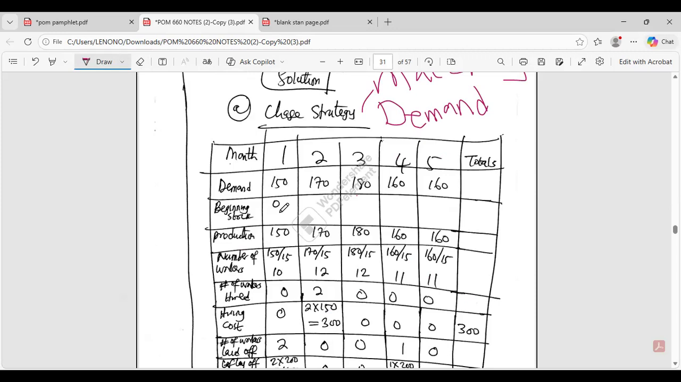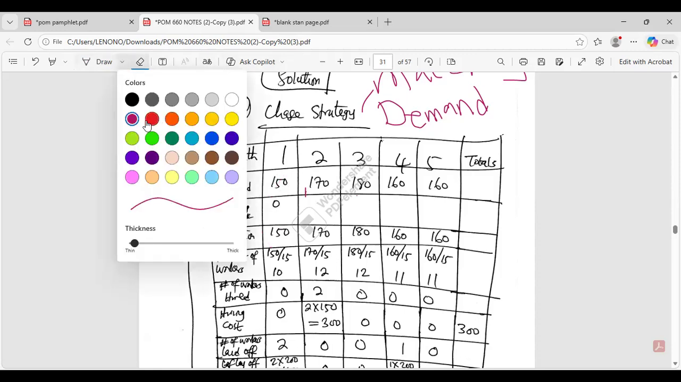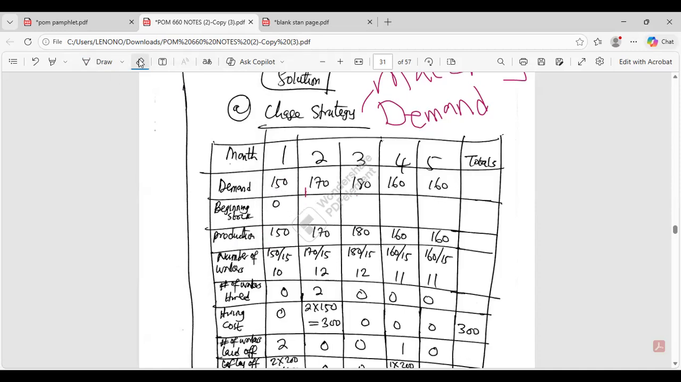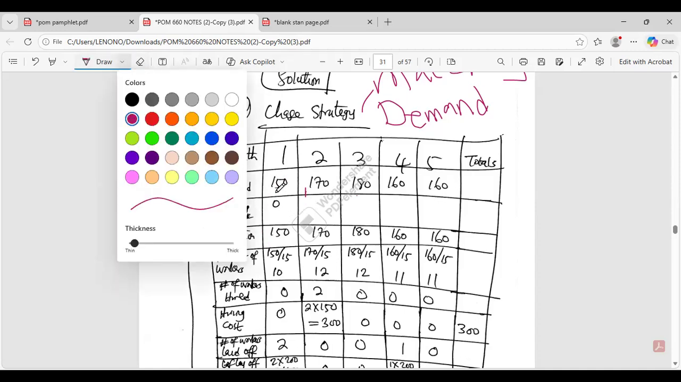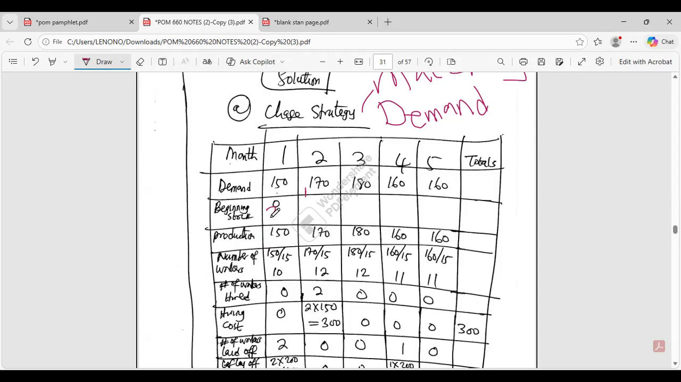Yes, I get it. In month 2, you will produce to match the demand. So this one and this one. Now my question is, if the opening stock here was 20 units, we would have produced how many? If this was 20, you would have produced how many? 150. No, we have produced 130.